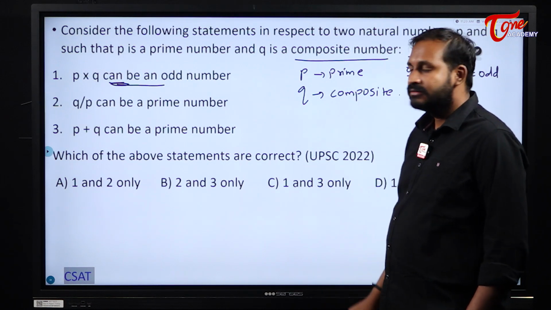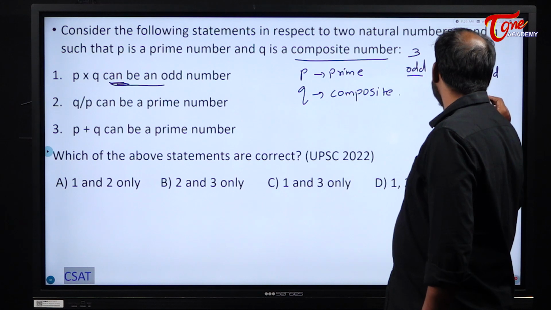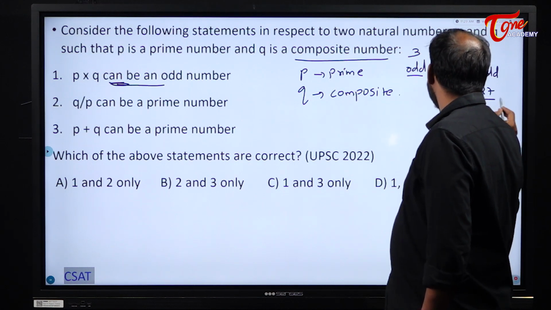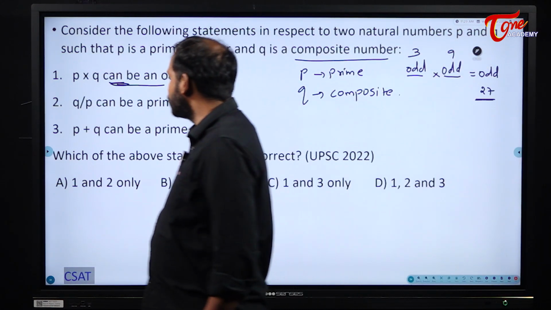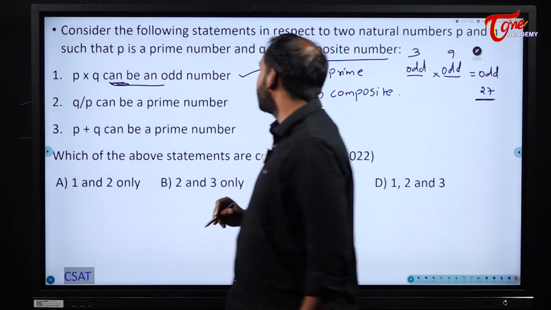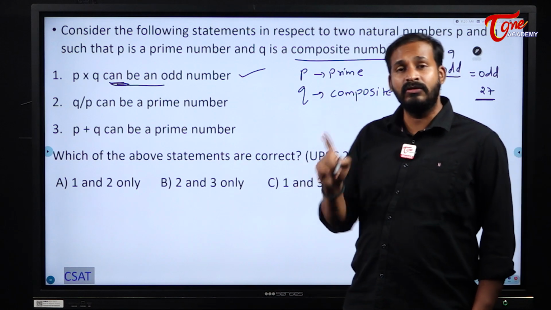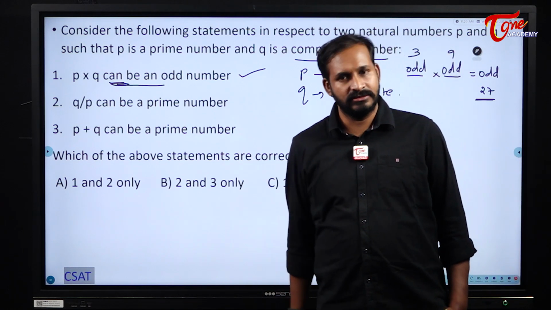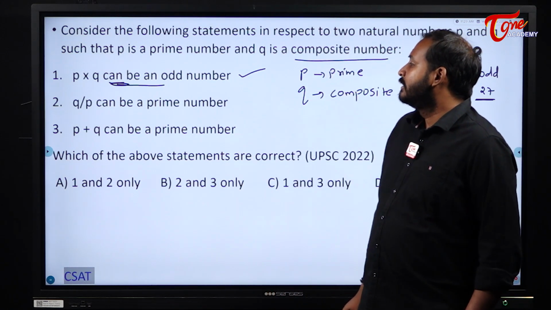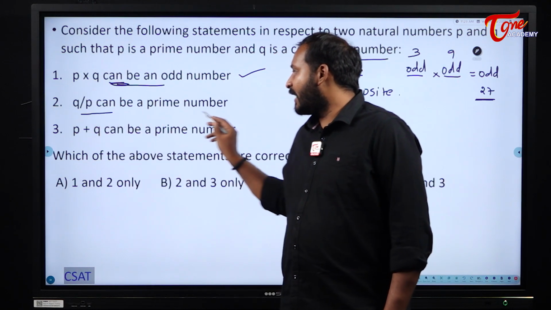3 nines are 27, which is an odd number, right? So it is a possibility. Yes, P into Q can be an odd number. That is a possibility. That is true. Since it says 'can be', one value is enough to tell it is true. Next, Q by P can be a prime number.